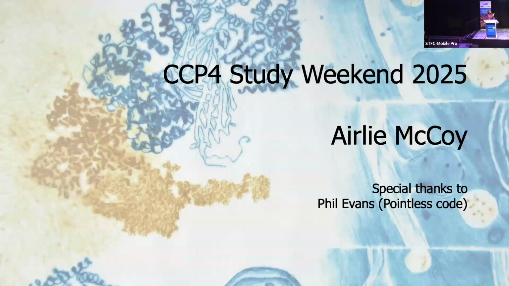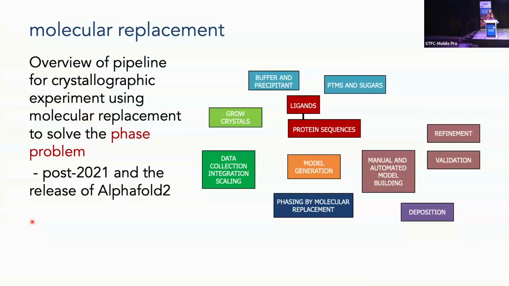As I was about to point to on the slide, special thanks to Phil Evans for contributions through the Pointless code. The code is called Pointless, not that the code is pointless, which is Phil's in-joke, not my in-joke. Right. So this session is about black boxes. The black box I'm going to talk about is molecular replacement. I'm going to start with an overview of the pipeline for molecular replacement, which is a process for solving the phase problem. And this is the approach post-2022, post-AlphaFold.